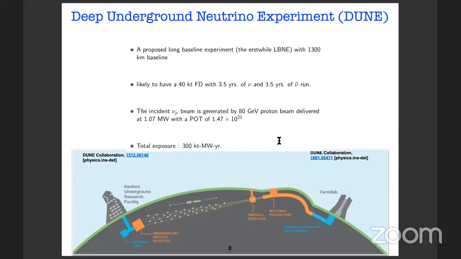So what is DUNE? DUNE is basically a proposed experiment in the USA where the neutrinos come from an accelerator neutrino source at Fermilab. They propagate through the Earth through a 1300 kilometer baseline and are detected at a far detector in South Dakota. The detector is proposed to be a 40 kiloton far detector with 3.5 years of neutrino run and 3.5 years of anti-neutrino run. So the calculations give a total exposure of 300 kiloton megawatt year.